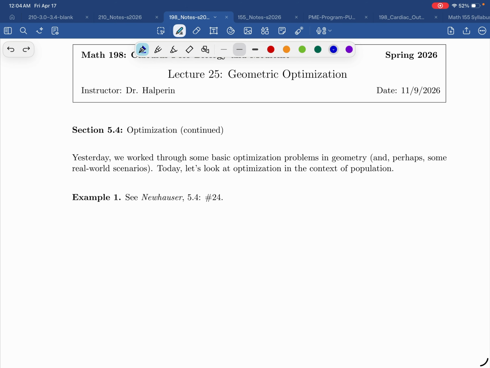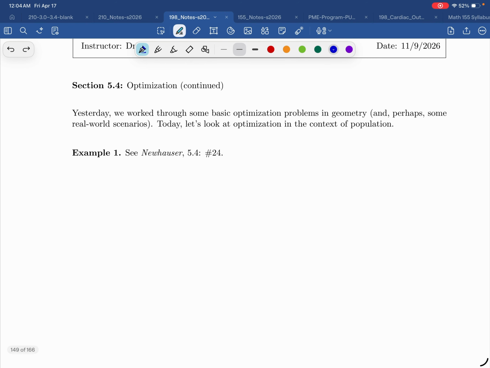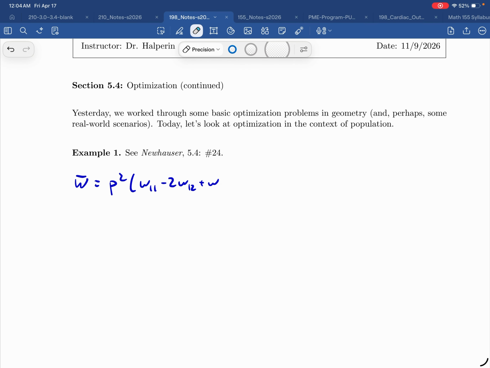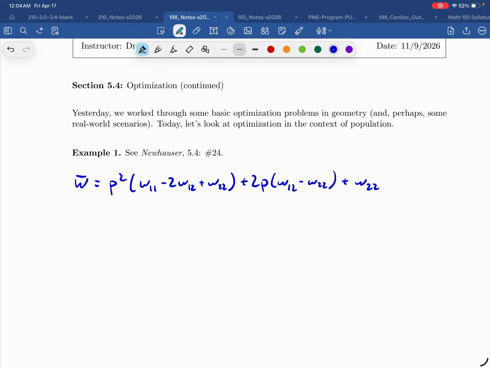You don't need to know that for the sake of doing the math of the problem, but you do need to understand it for the context of understanding what this problem really solves. So anyway, once you read all of that, you'll get to the part where they say that W bar equals P squared times (W11 minus 2W12 plus W22) plus 2P times (W12 minus W22) plus W22.